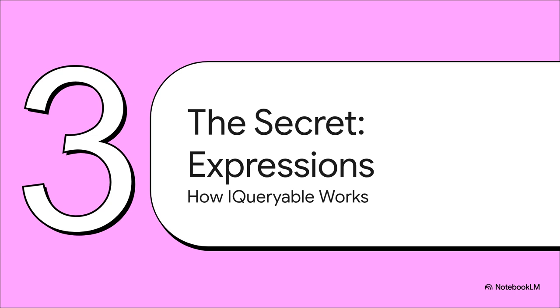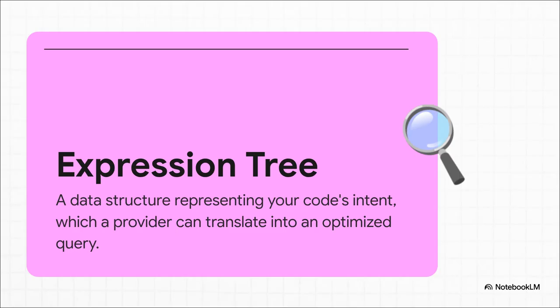This is where we get to the real secret, a super powerful concept called an expression tree. Now, don't let the name expression tree freak you out. It's a really simple idea at its core. Instead of compiling your C# code into instructions that run immediately, the compiler turns it into a data structure. Think of it like a blueprint or a recipe. This recipe describes the intent of your code, like, I want to filter by this, then take the top 10, in a language that something else, like a database provider, can actually read and understand.